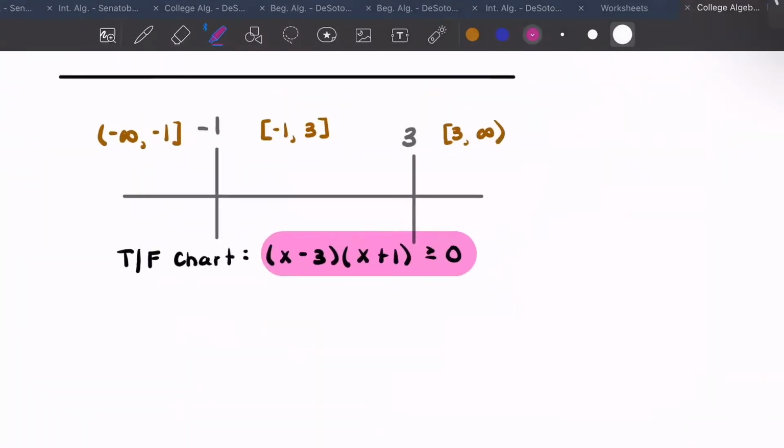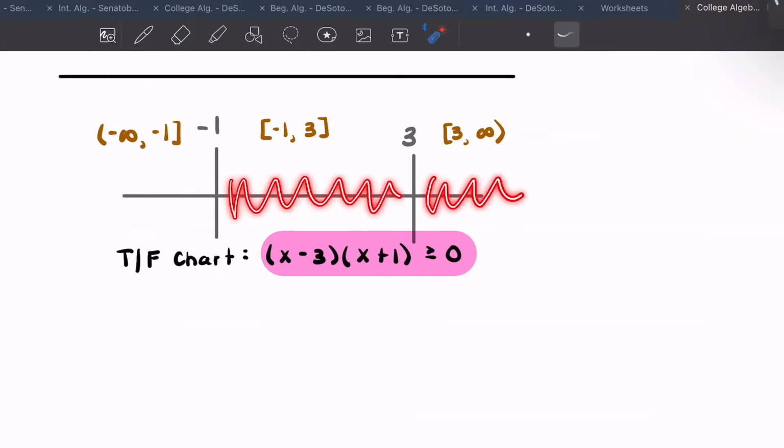And so I'm going to pick a number in this interval, and I'm going to pick another one in this one and another one in this one. I'm going to plug that in for x and see if I actually get something that's greater than or equal to 0. If I do, then it's true. If I don't, then it's false.